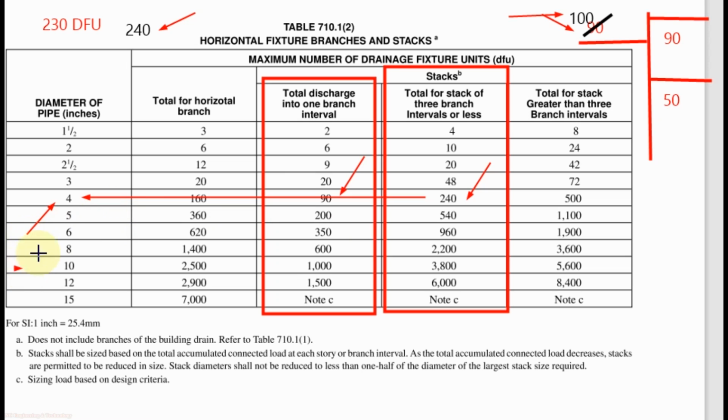Now we will go for the next pipe size, which is 5-inch, and for 5-inch you can see the maximum limit for discharge into one branch interval becomes 200, and the total drainage fixture unit value for the stack becomes 540.